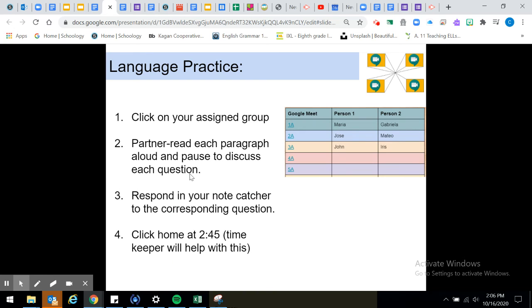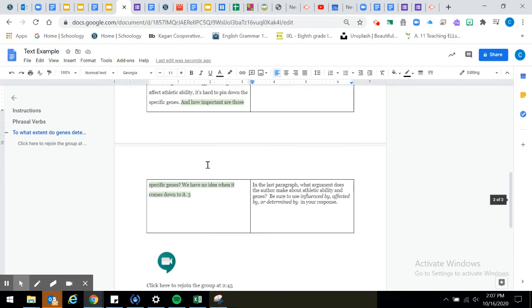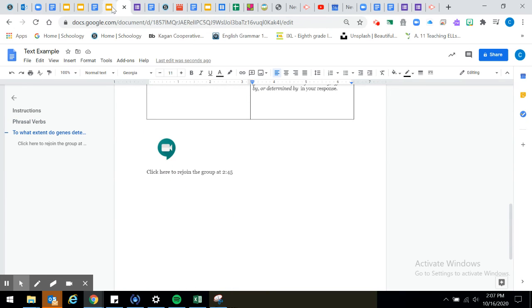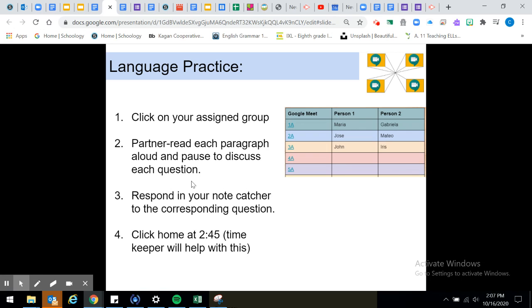So let's break up into groups. I've already assigned your partner. In a moment, I'll share this slide in the chat. You will need to open the slide, see what group you're in, and click on the Google Meet that's aligned to your group. Then you'll partner read each paragraph aloud, respond in your note catcher, and at 2:45, you need to click home. We'll look at the bottom of this note catcher. We have a spot for you to click home. That means that you will rejoin our group. So I will see you in a few minutes.